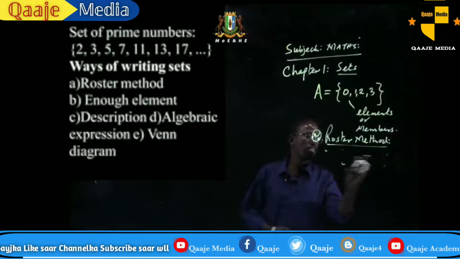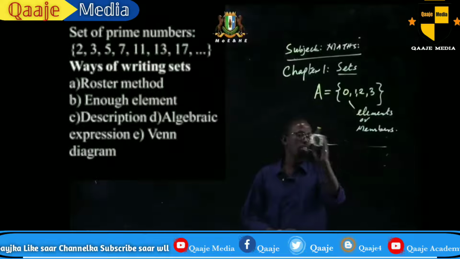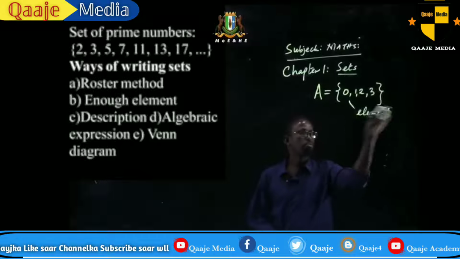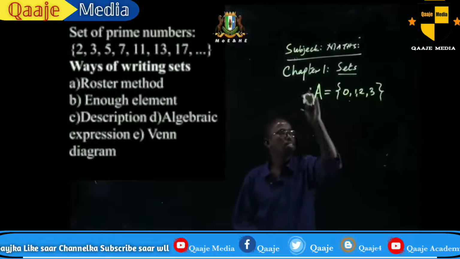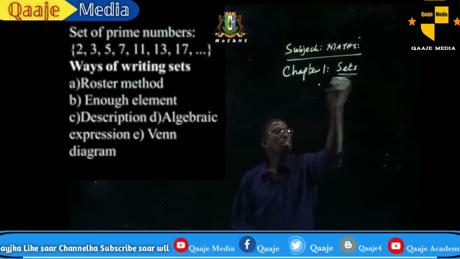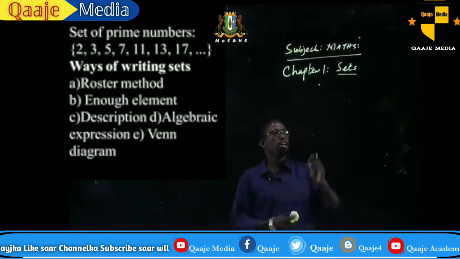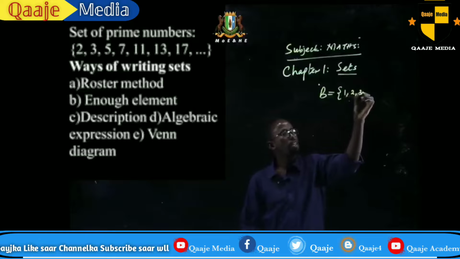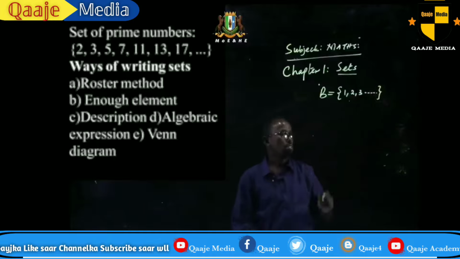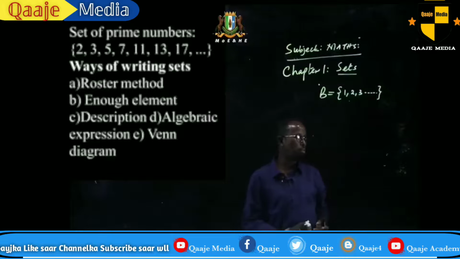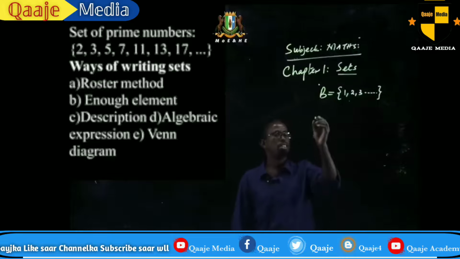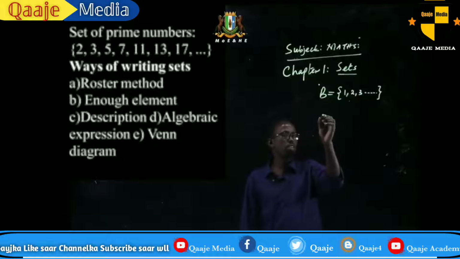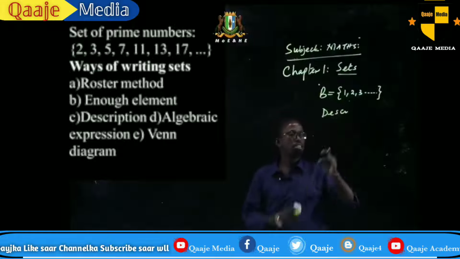Another way of writing set is listing enough elements. Enough elements here, I mean, for example, let's say set B contains 1, 2, 3, and so on. So this is another way of writing sets. You list part of the elements instead of writing all the elements. Method number 3 is by description.